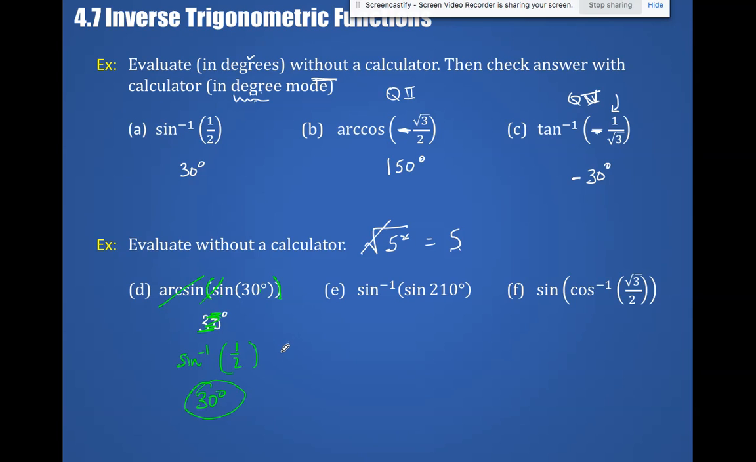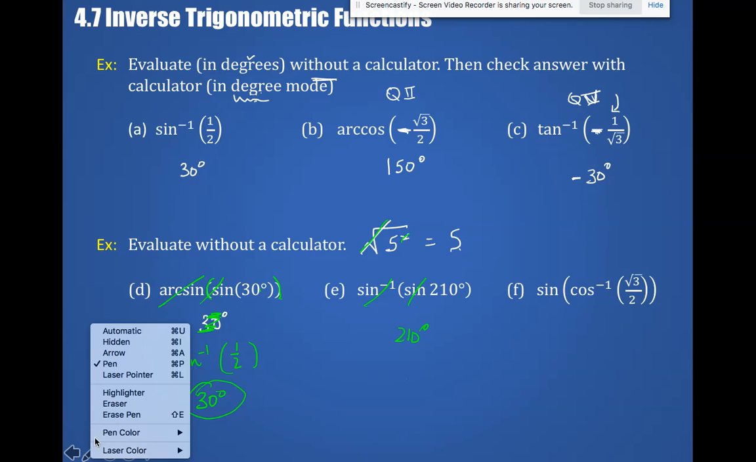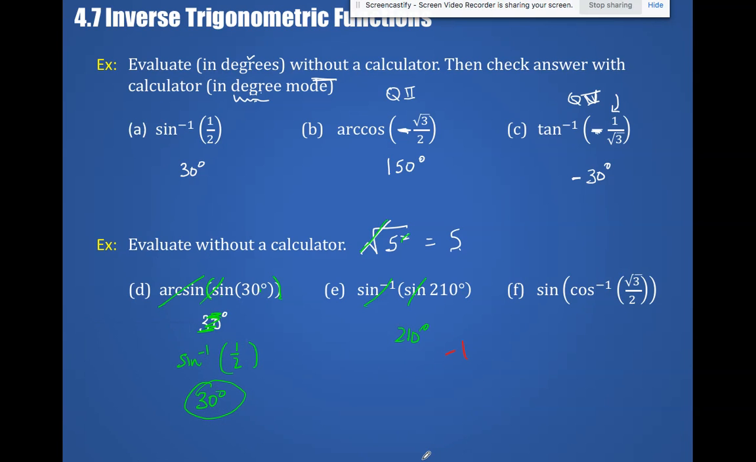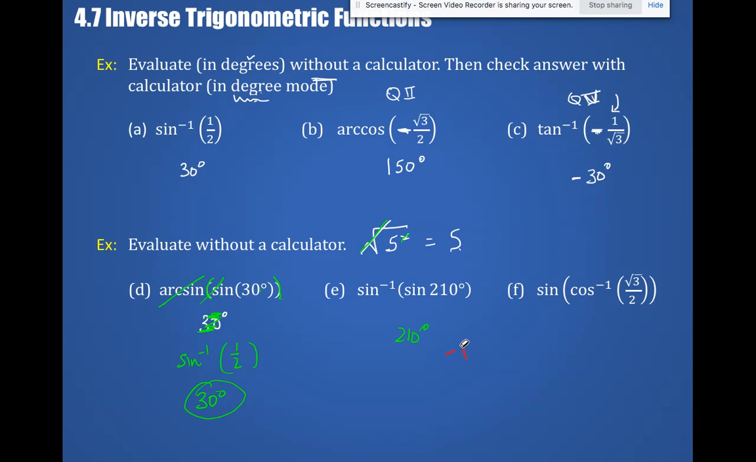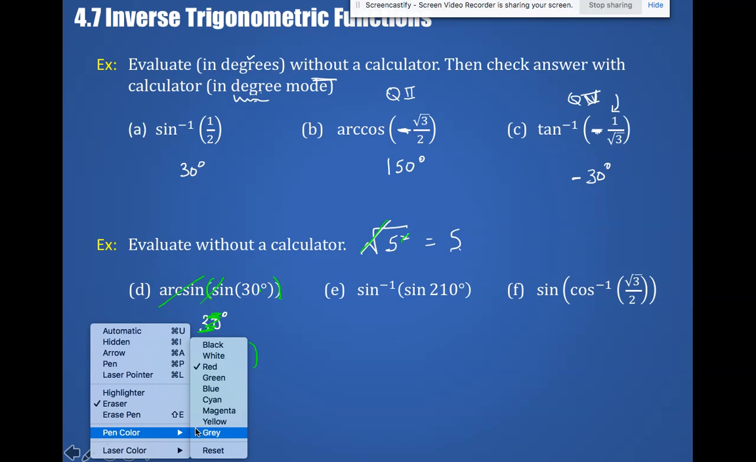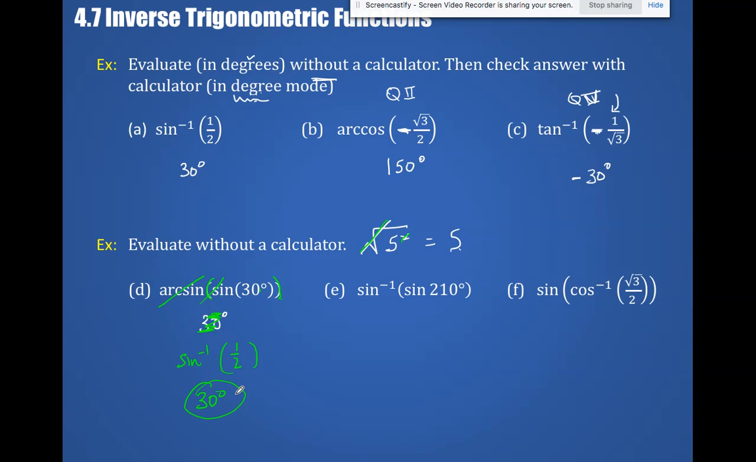But be careful. If you just do that whole idea of inverses undo one another and do this, sorry, hun. Can you think about why? Why would that be so? What quadrant is 210 in? 210 is in quadrant 3.